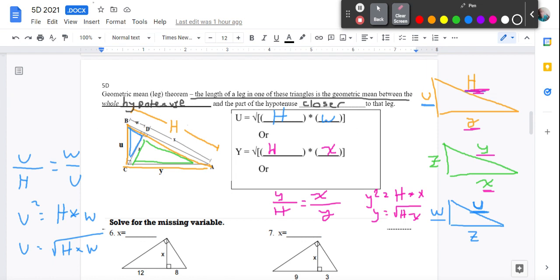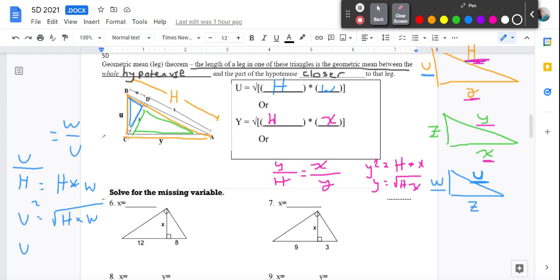All right. So here's what this sort of looks like, guys. I have two legs in this big orange triangle right here. I got U and I got Y. So if I'm looking for U, I'm going to work with my H, which is the whole hypotenuse, and then the part of the hypotenuse that's closest to U, which is W. And so U, which is that leg, is going to be the geometric mean of the whole hypotenuse H and W, the part that's closest to it. We have that written up here.